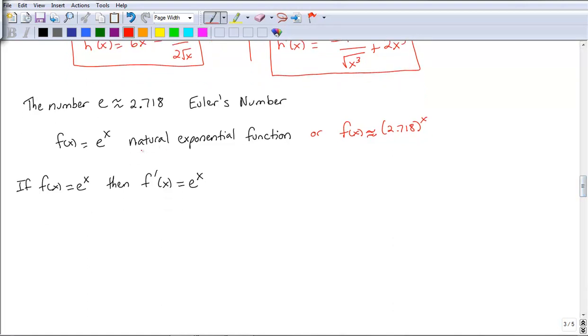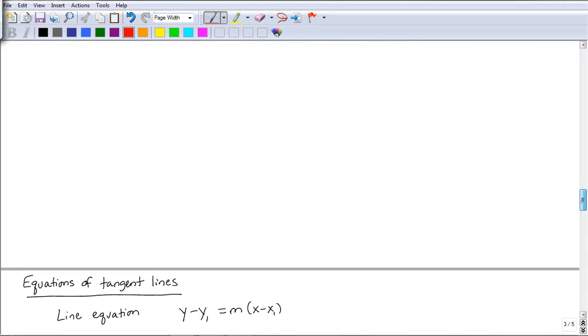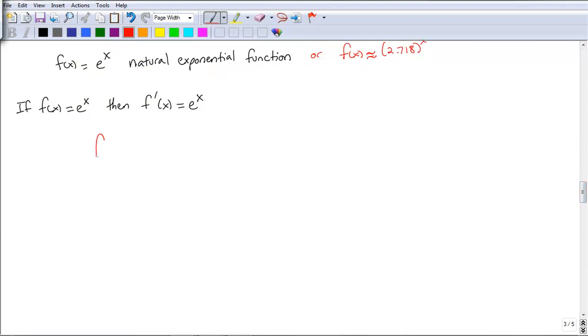But the reason I call it the natural exponential function is because the derivative of e to the x is just e to the x, which is a really nice thing. So if f of x is 3 e to the x, then the derivative would be, well, 3 is a constant. The derivative of e to the x is e to the x. Exact same thing.